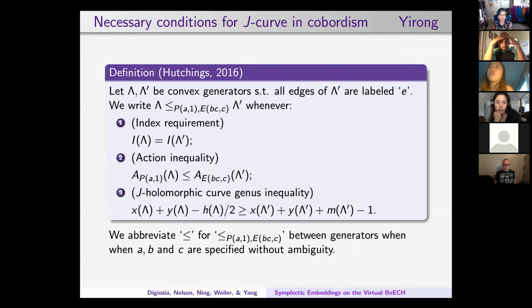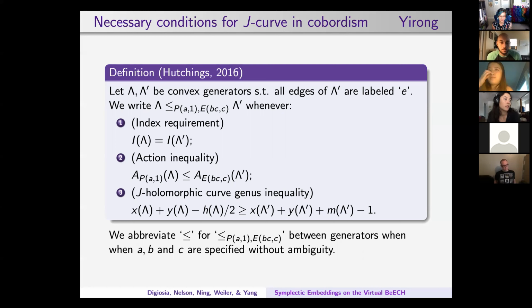The last definition we will need before getting to the Hutchings criterion is the idea of when one convex generator is less than or equal to the other. This will naturally depend on the domain and the target of the embedding that we're considering. So if we have two generators, lambda and lambda prime, then we say the first one is less than or equal to the other with respect to the domain and target, if it satisfies the three requirements here, which we call the index requirement, the action inequality, and the J-holomorphic curve genus inequality.